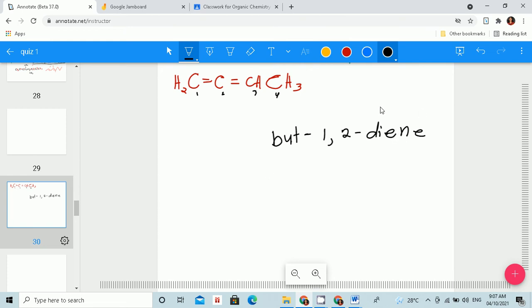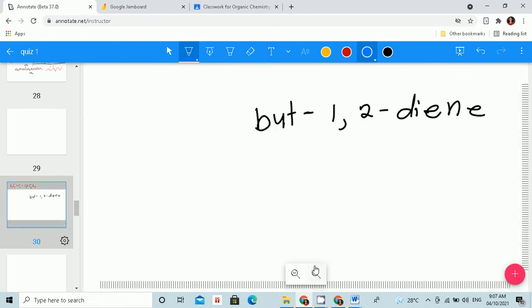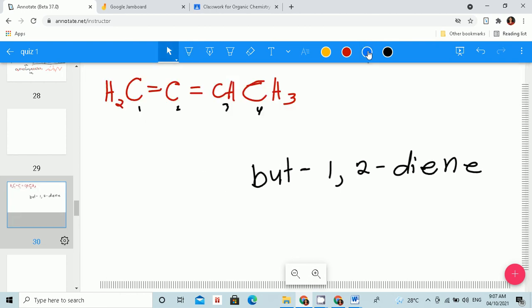Now, what about our line structure? For the line structure, we just write 4. So we have 1, 2, 3, 4. And then in first carbon we have a double bond, and in second carbon a double bond. Okay, so that's it. But-1,2-diene.